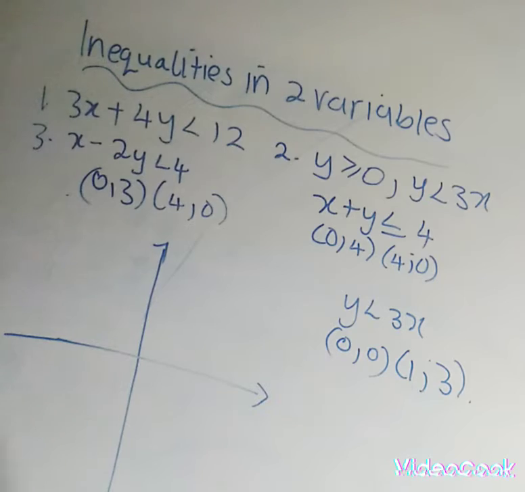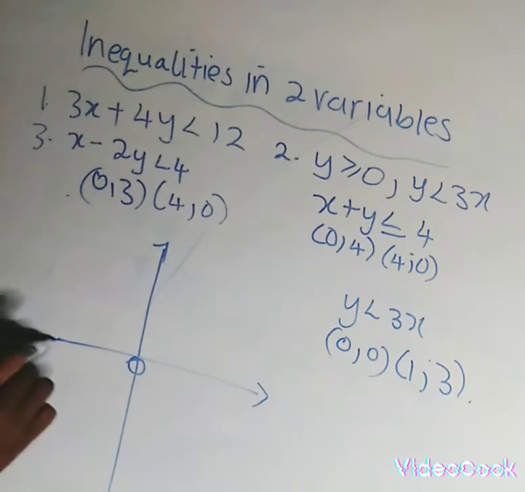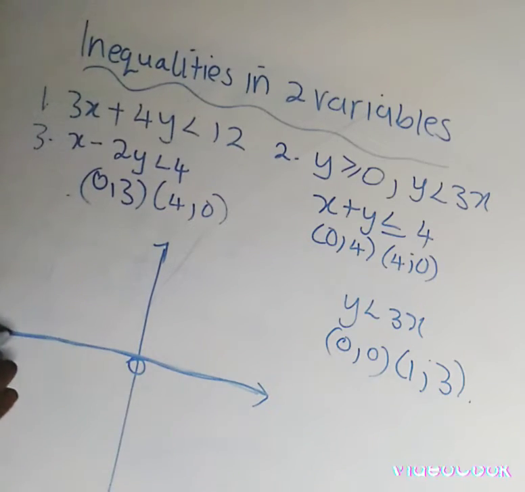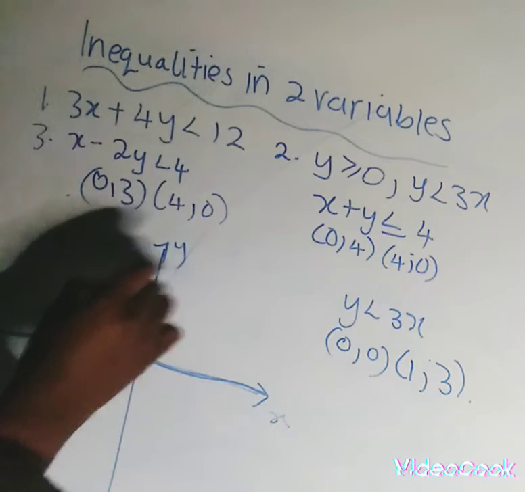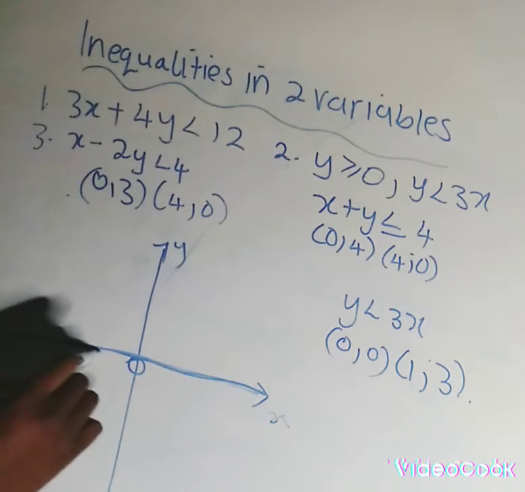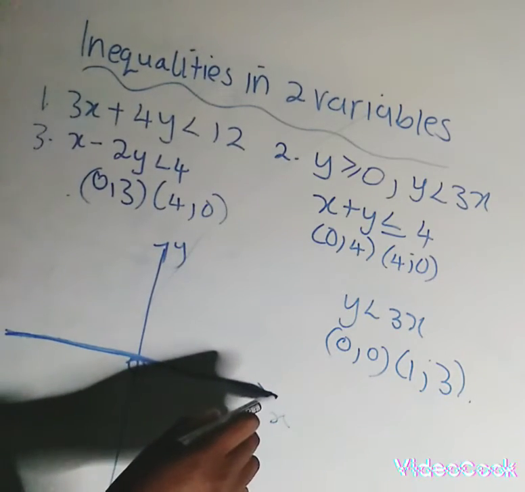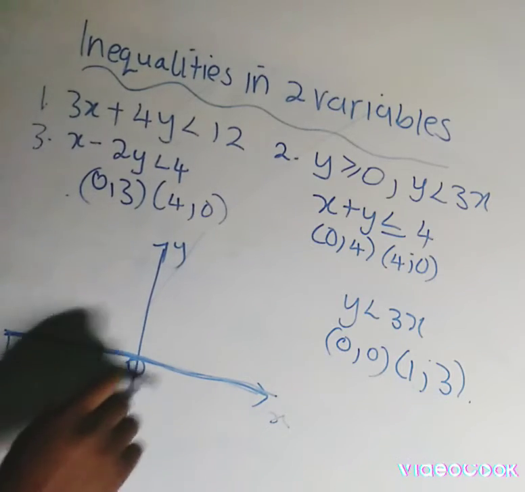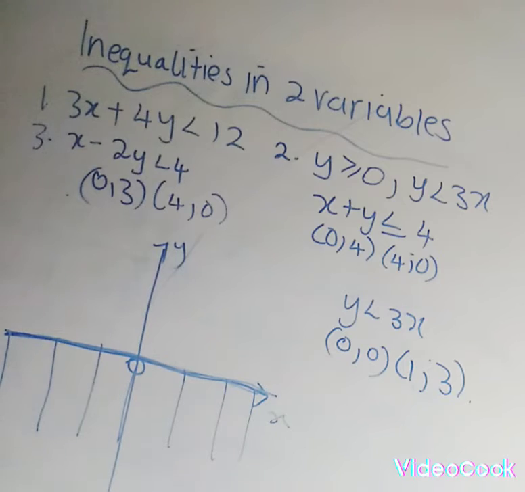Okay, for y greater or equal to 0, this is the line for y greater or equal to 0. I'll just draw it on top of my x-axis. This will be my y-axis. I'll draw it on my x-axis. Y greater or equal to 0. So my unwanted region is at the bottom like that. I'll shade the bottom. That's my unwanted region.